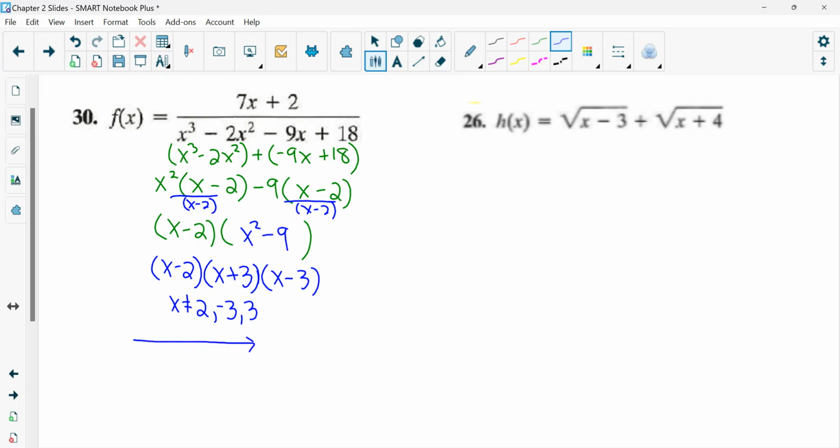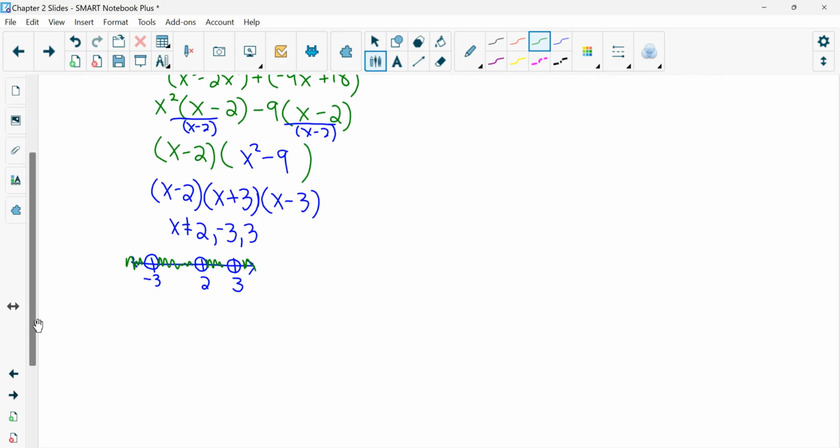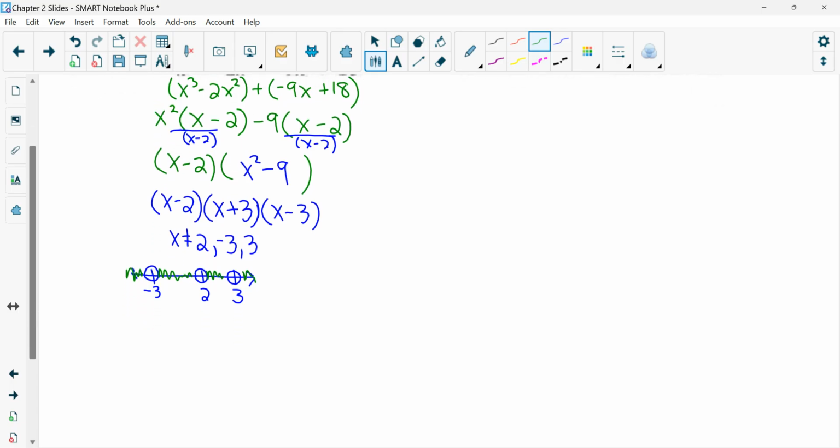Sometimes when you have a bunch of them, it is a little bit easier to think of it as a number line. So you'd have an open dot at 3, an open dot at 2, an open dot at negative 3, and then you have shading at every place but those open dots. So again, you don't need to draw that number line, but sometimes it helps as you go through.